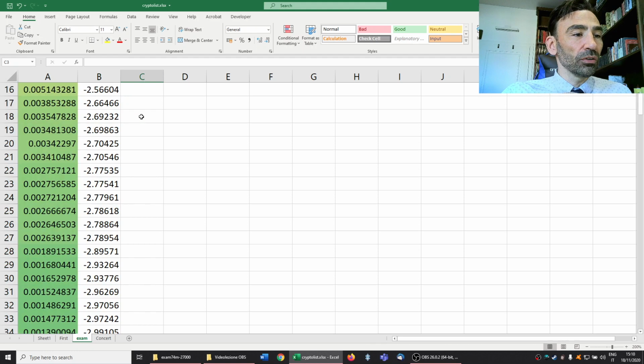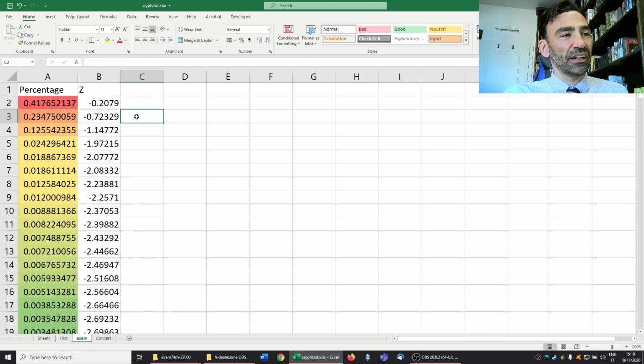Oh, all the numbers are negative. Is this correct? Well, if mu is 0, for 0.5 you have exactly 0. Values smaller than 0.5 are clearly negative.